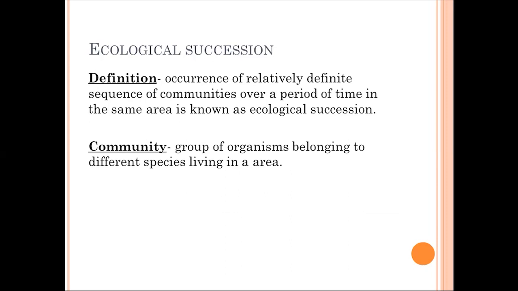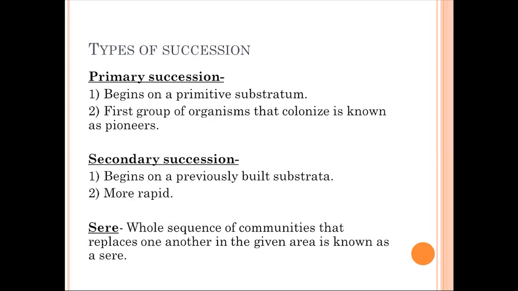So let us again revise what ecological succession is. Ecological succession means the occurrence of a relatively definite sequence of whole communities over a period of time in the same area. And a community is nothing but a group of organisms belonging to different species living in an area. Types of succession: broadly, it is categorized into two types. Primary succession begins on a primitive substratum, that is a substratum which is devoid of any living matter. And the organisms which first colonize such a substratum are known as pioneers.